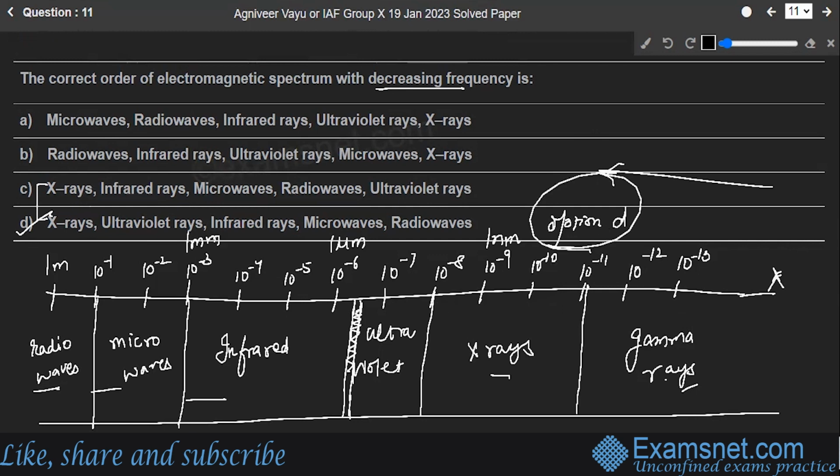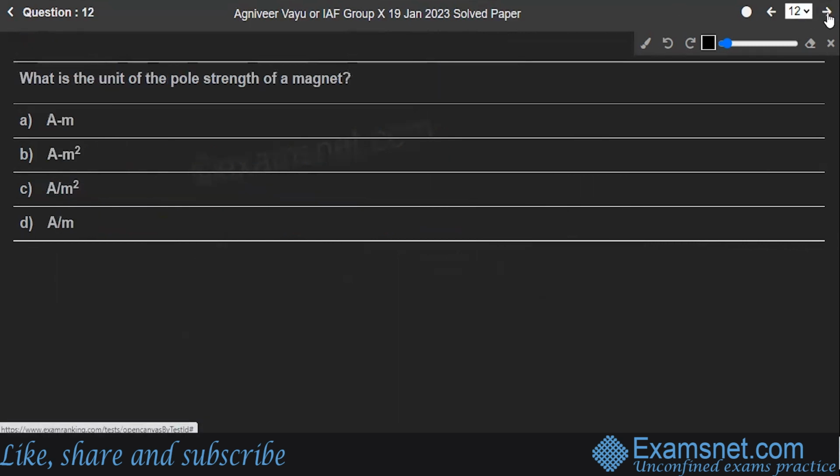Okay. X-rays, then ultraviolet, then visible light, then infrared, then microwaves, then radio waves. Hope you got that. Next is question number 12.